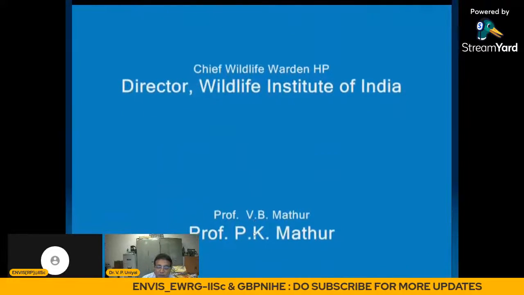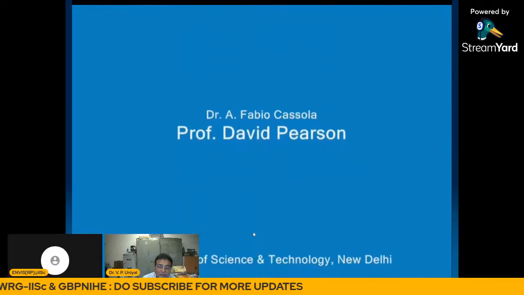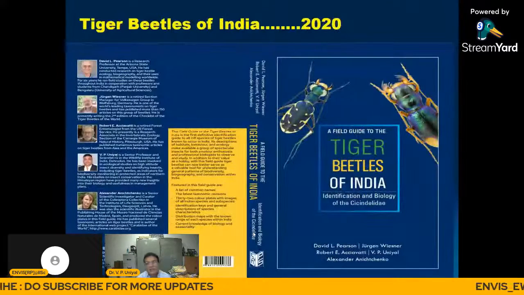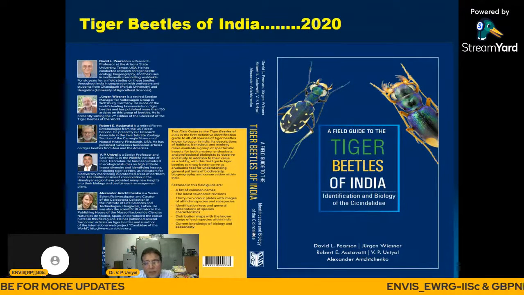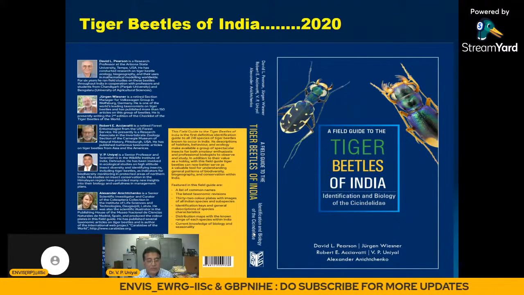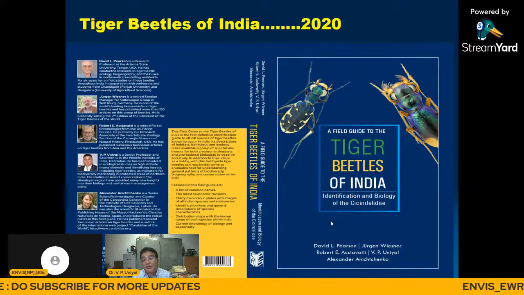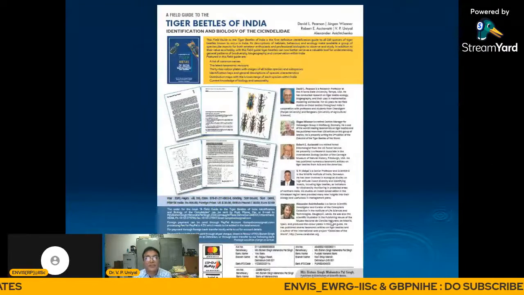The tiger beetle is important for monitoring biodiversity, as indicators in a study in Shivalik landscapes. We have recently published a book on tiger beetles of India in collaboration with Dr. Pearson, Zorgon, and some of the scientists working all over the world. The book is available for students for the ecology, taxonomy, identification, and biology of seasonality. You can refer to the book for your students also.